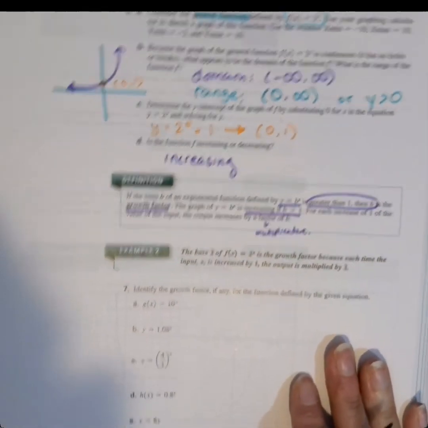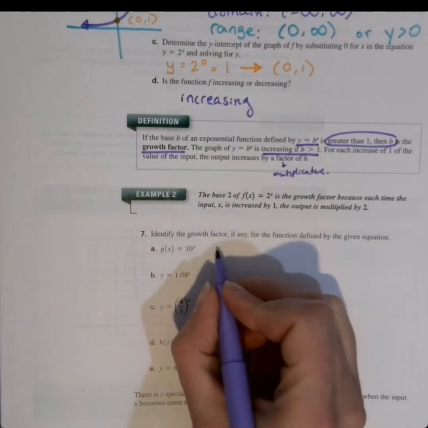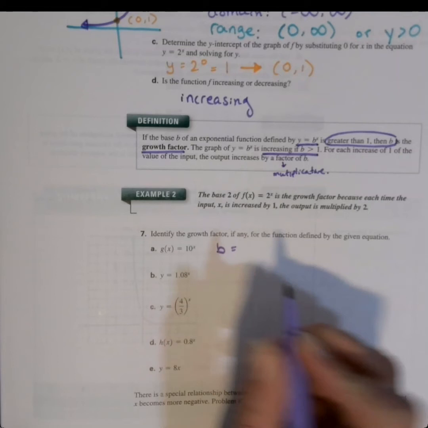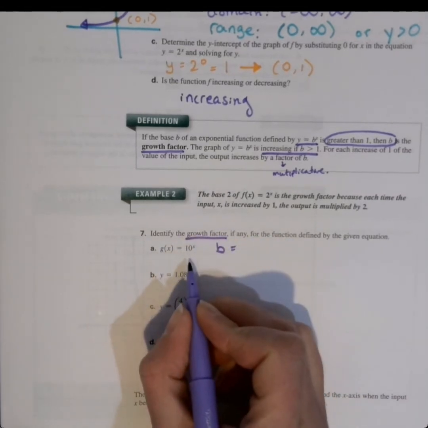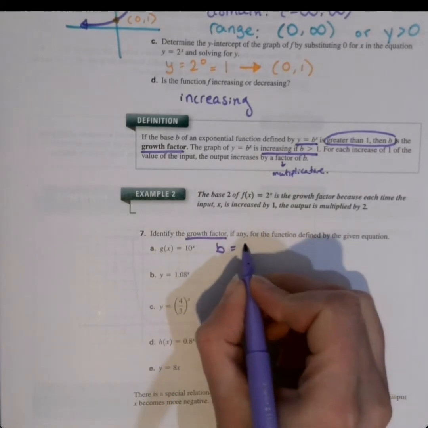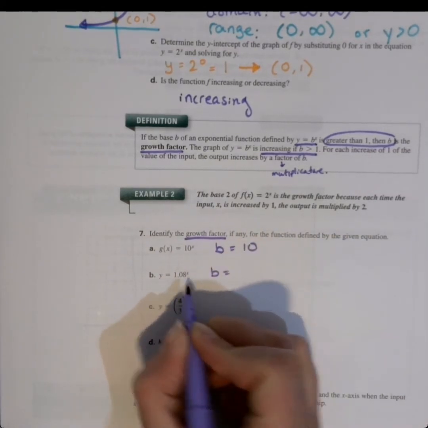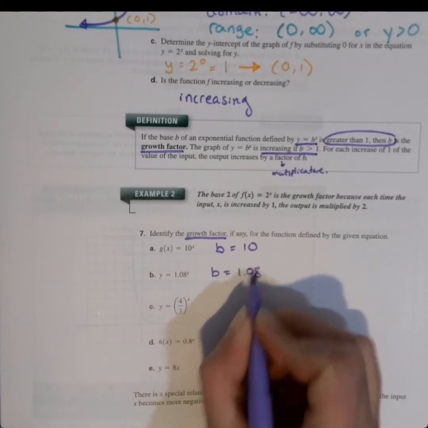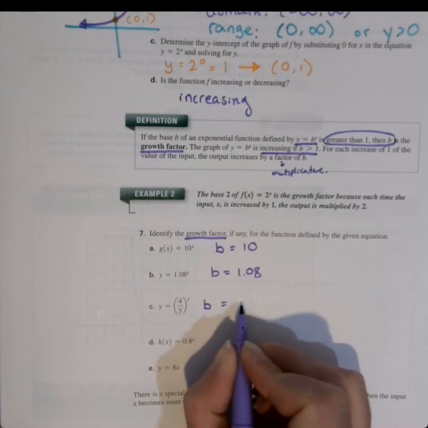All right, so we're going to have some practice identifying the growth factors, if any, for each of these functions. So the growth factors are our b values. I'm going to label them as b for our growth factor. The growth factor is the b that stands for the base of the exponential function. So the growth factor is 10. The growth factor of this one, the base of this exponential function, is 1.08. The growth factor of this next function is 4/3. It's the base of the exponential function.